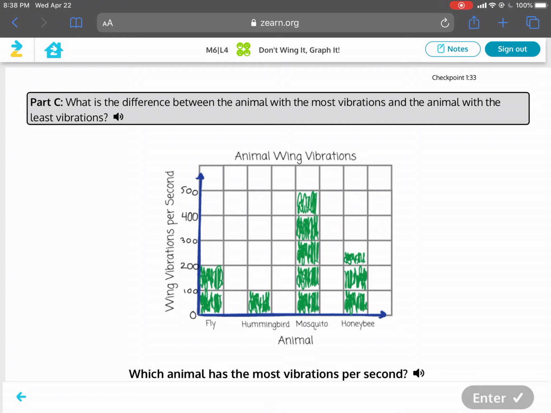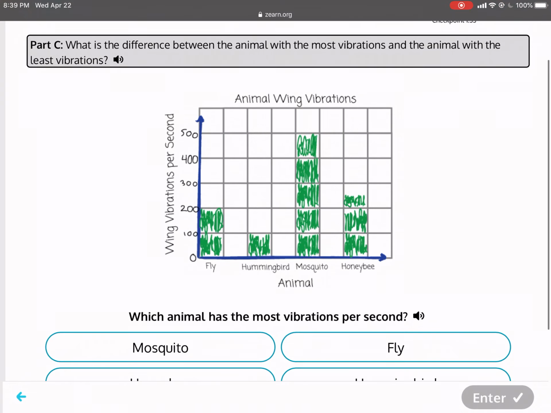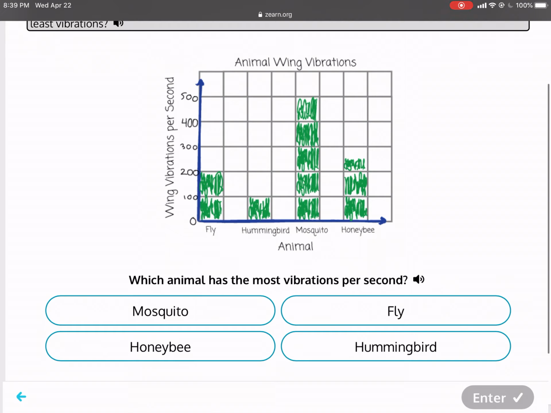In order to find the difference, remember that we are talking about subtraction, right? We want to know what is between the animal with the least vibrations and the animal with the most vibrations. So let's take this one step at a time. Which animal has the most vibrations per second? I know that the answer to this is the mosquito because the bar for mosquito is the tallest.